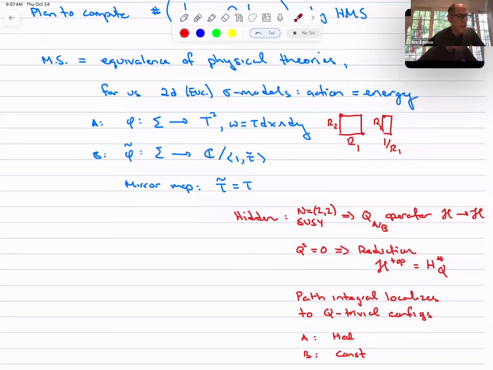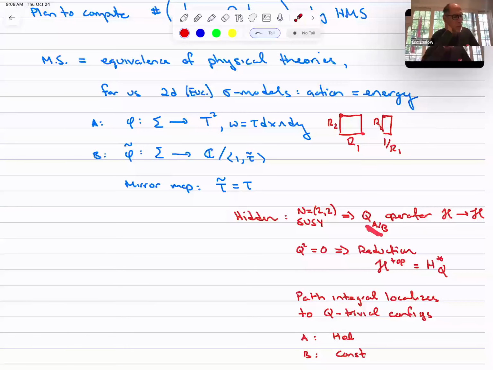That gives 2 possible nilpotent operators, Q, that square to 0. This topological reduction means that we can replace our Hilbert space. I had said with ground states, but in a more general context, we replace it with the Q cohomology: states which are killed by Q, modulo states which are Q exact. In such a scenario, the path integral can localize to the Q trivial configurations.